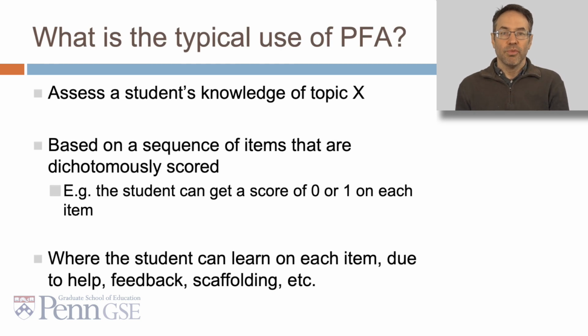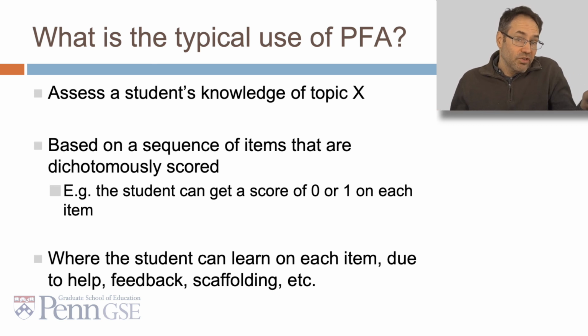So what's the typical use of PFA? To assess a student's knowledge of topic X based on a sequence of items that are dichotomously scored. In other words, the student can get a score of 0 or 1 on each item, where the student can learn on each item due to a variety of things: help, feedback, scaffolding, and so on.